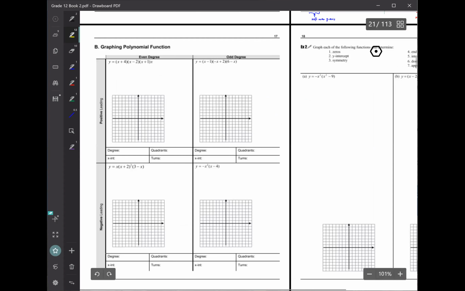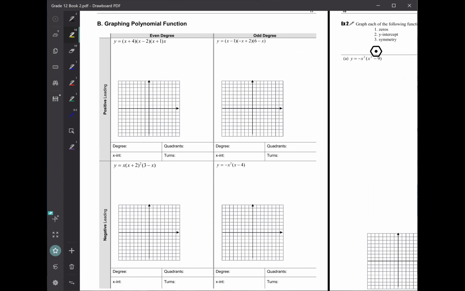Okay, so the location of the arrow depends on 2 things. One is the degree. Degree means the highest exponent of the polynomial. Depending on what kind of degree you have, you could have an even degree or an odd degree, right? Even is 2, 4, 6, 8, odd is 1, 3, 5, okay? The second thing you need to check is the highest degree coefficient, so we call that the leading coefficient.